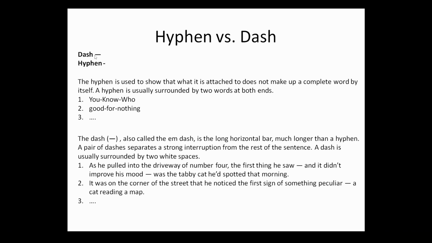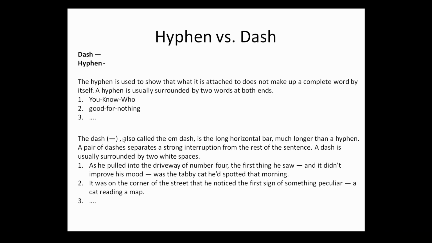So dash usually is represented by a longer horizontal bar versus hyphen, which is usually represented by a shorter bar. The hyphen is used to show that what it is attached to does not make up a complete word by itself. It just simply means that hyphens are used to connect multiple words into one single entity. So a hyphen is usually surrounded by two words at both ends. For example, you-know-who, good-for-nothing, etc.